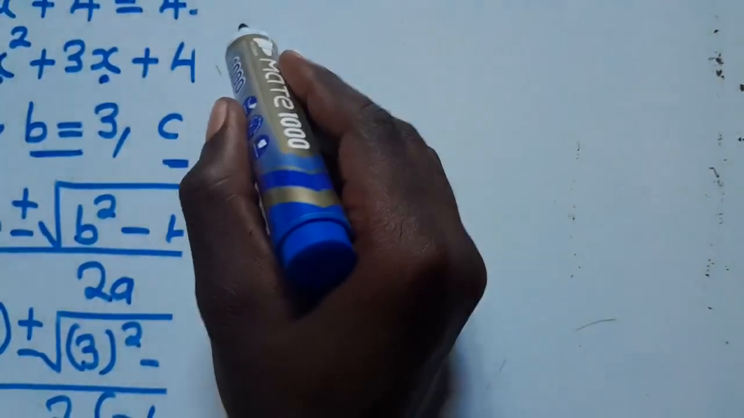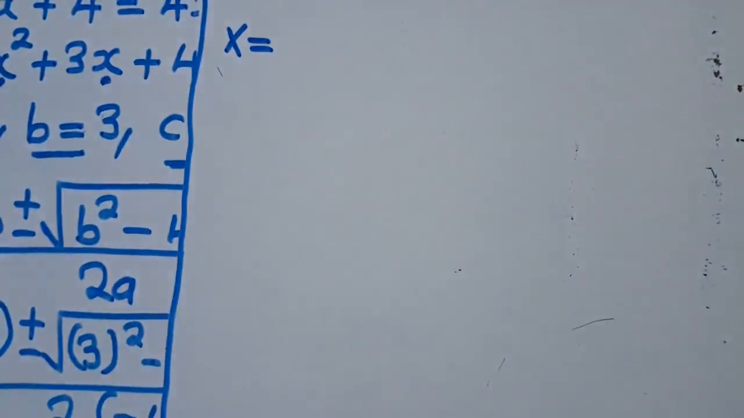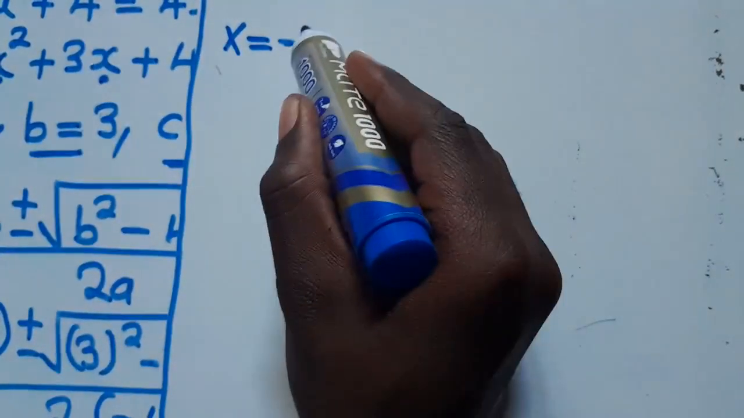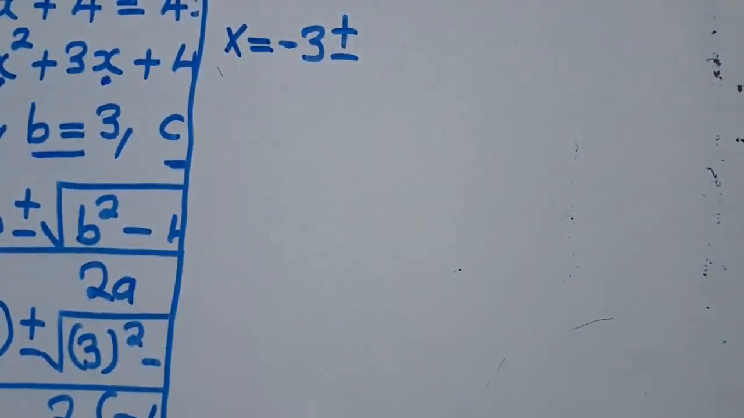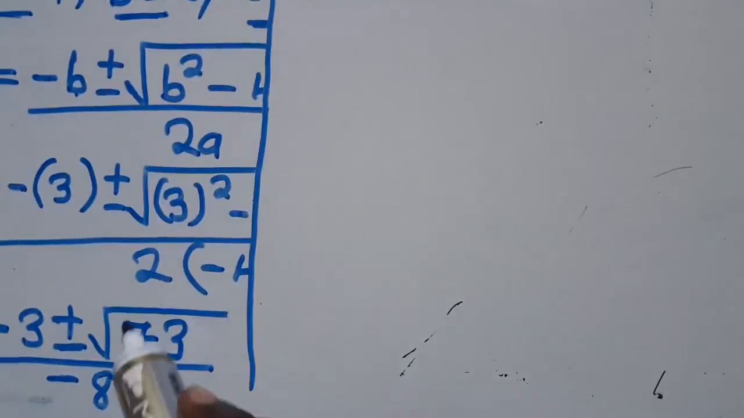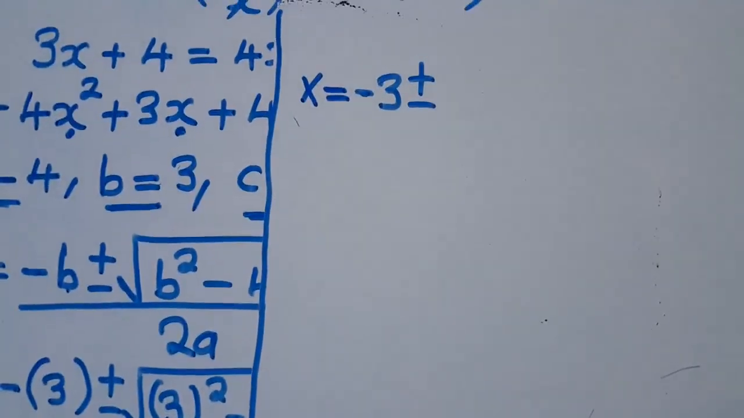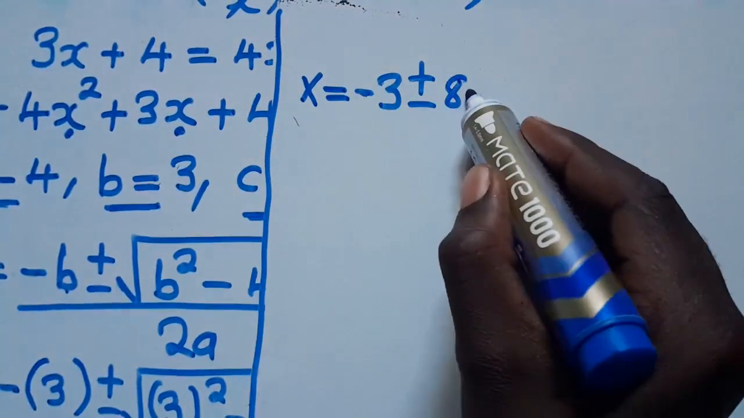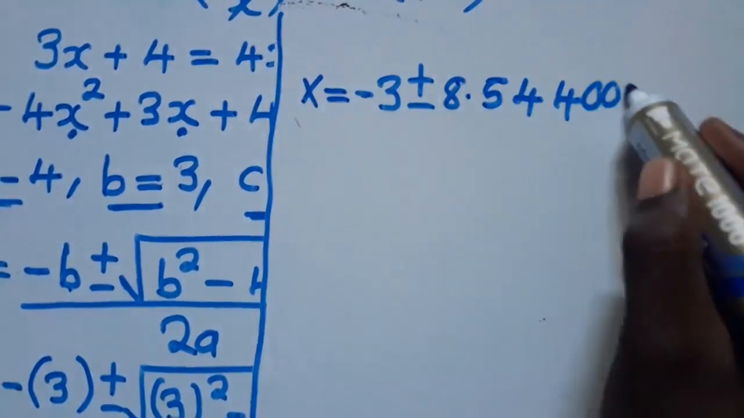So I say x is equal to negative 3 plus or minus the square root of 73. Here we find the square root. What is the square root of 73? You use a calculator. You find the square root of 73. The answer is 8.544003. You can end there.